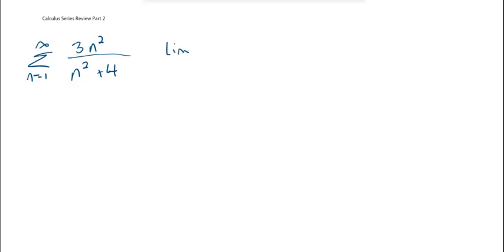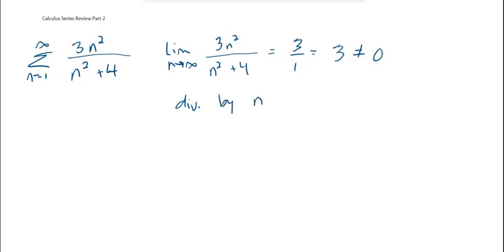I'm going to say the limit as n goes to infinity of 3n squared over n squared plus 4. Well, since they're polynomials of the same degree, I could just divide the coefficients. That's 3 over 1, which is 3. And all I say is that's not equal to 0. As long as it's not equal to 0, I know that the series diverges. So this diverges by nth term.